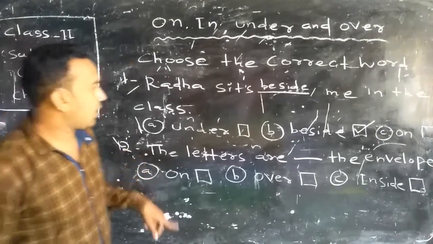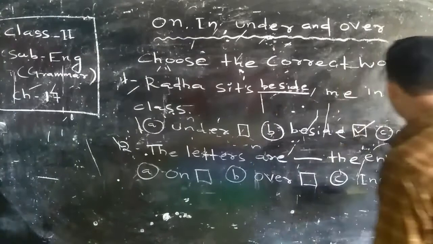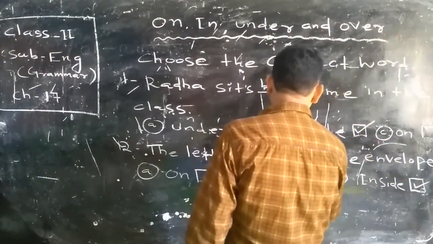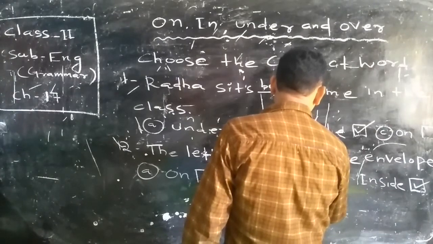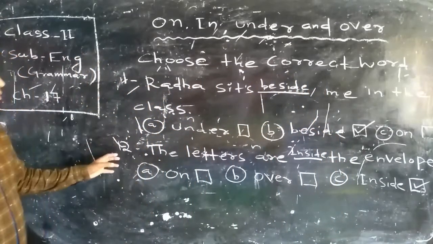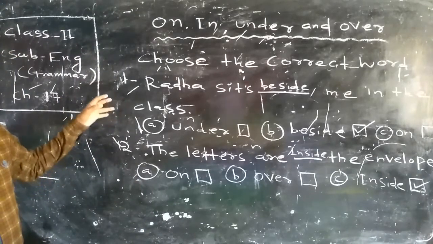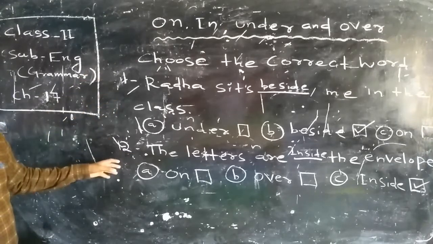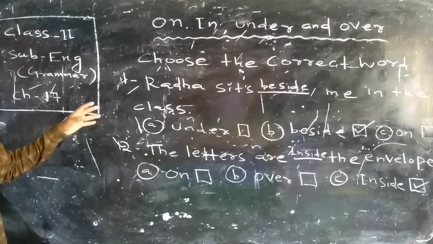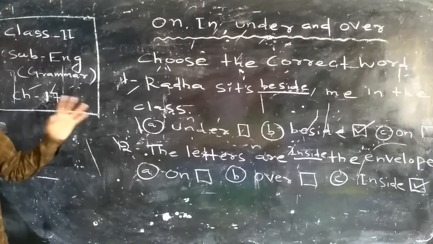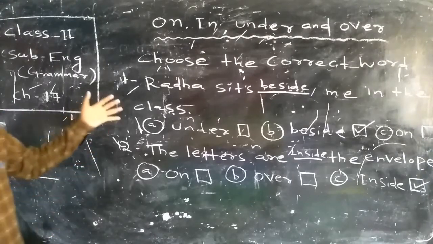The letters are inside the envelope. So we have to write here inside the envelope. So one number and two number you have to complete. Let's see the blackboard properly. We have to do other numbers. It's very easy. Just keep your mind on it. Just think and understand the sentence.